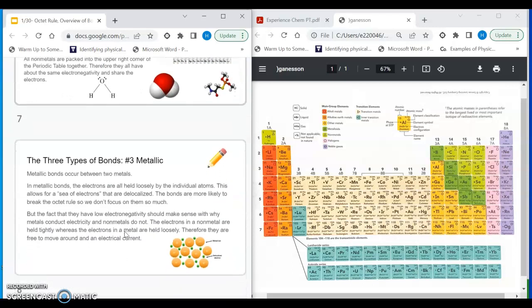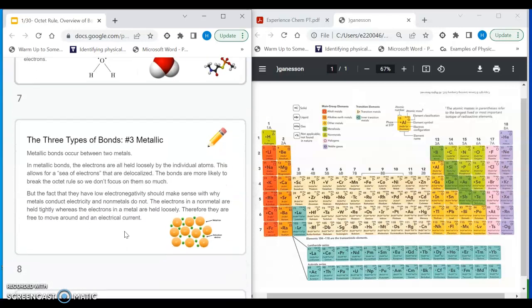The last type of bond is a metallic bond, and metallic bonds occur between two metals, as you might imagine. We're not going to talk about these quite as much, but I want to mention them because they're very cool and interesting as well. But they break the octet rule a lot, so you have to know a little bit more to see what's probably going to happen when you're having metals bonding.